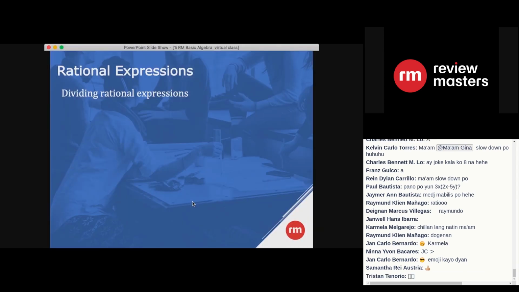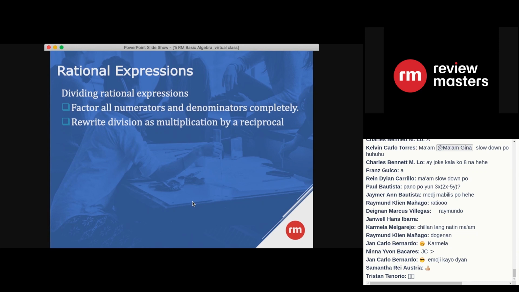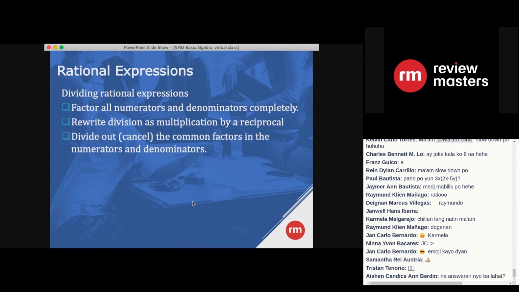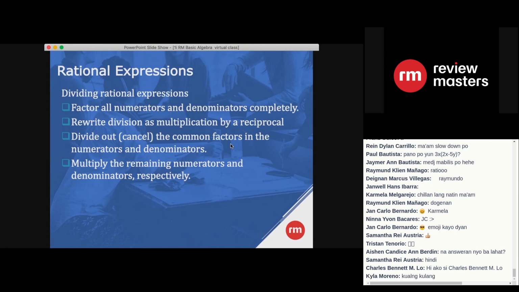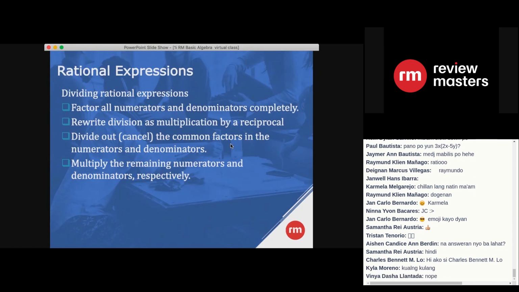Dividing rational expressions. You factor all numerators and denominators completely. Rewrite division as multiplication by a reciprocal. Ibig sabihin, yung division mo can be written as multiplication, gagawin mo multiplication yung division. Divide out the common factors in the numerators and denominators. Multiply the remaining numerators and denominators respectively.